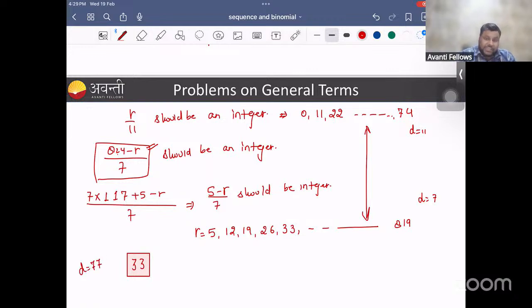So after 33, next term will be 110 directly. If you add 77, 110. The next common term will be 187, when R will be 187. And you can check it in between, wherever you feel like. Then 187 plus 77. Because if you try to find using the last term, that is again a task. So better we do it this way only. So it is 187 plus 77. Next will be 264 value of R.